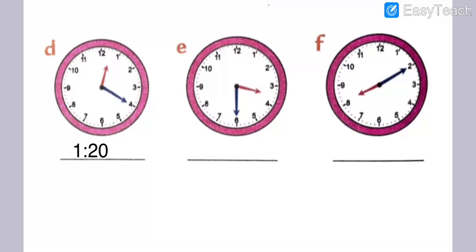Then, my dear students, question number E. What is the time in question number E? We first check the hour hand, the red one. The hour hand is in between 3 and 4. Then we check the minute hand. The minute hand is on 6. So what time is it? 3:30. And 6 shows 30 minutes.